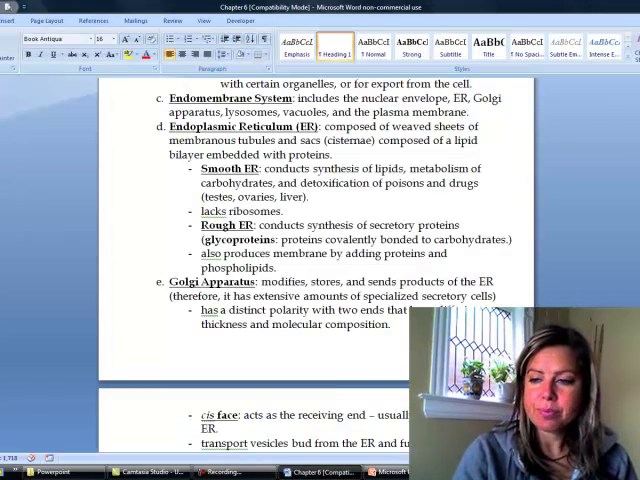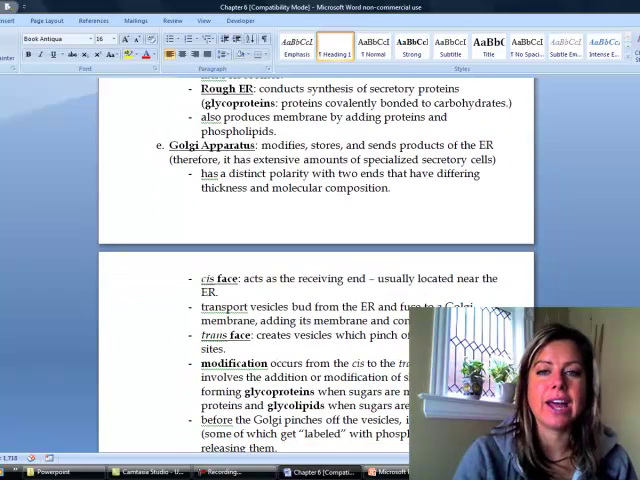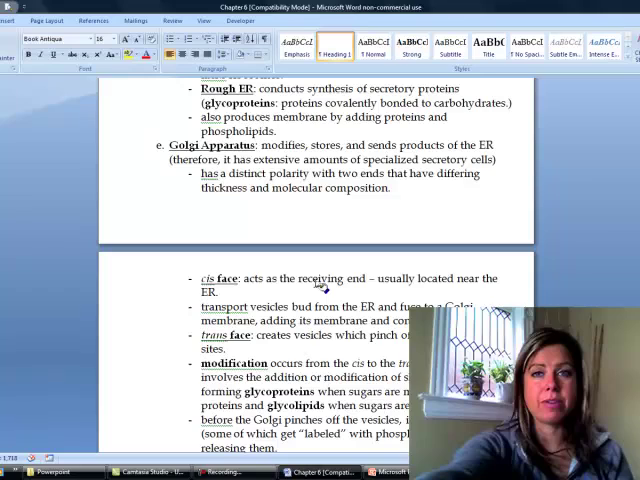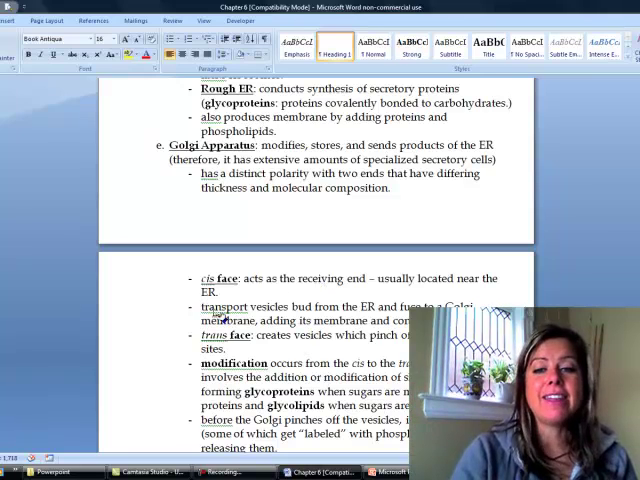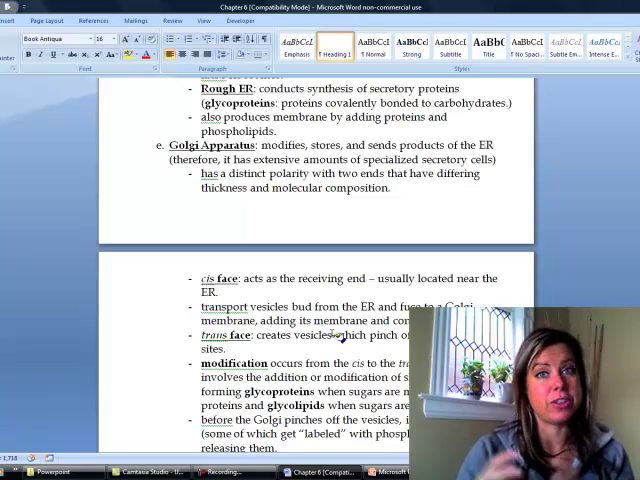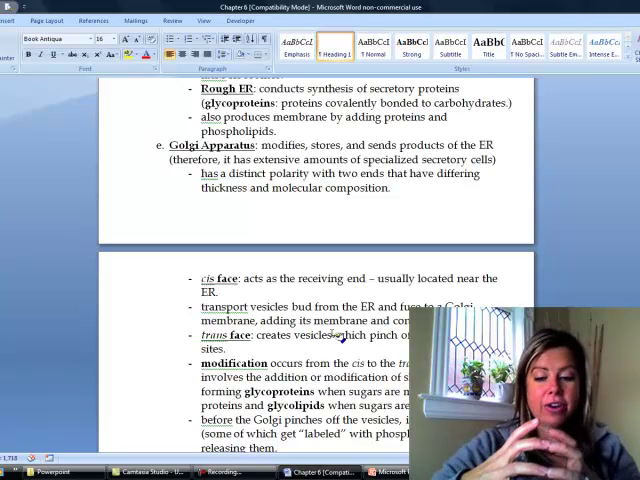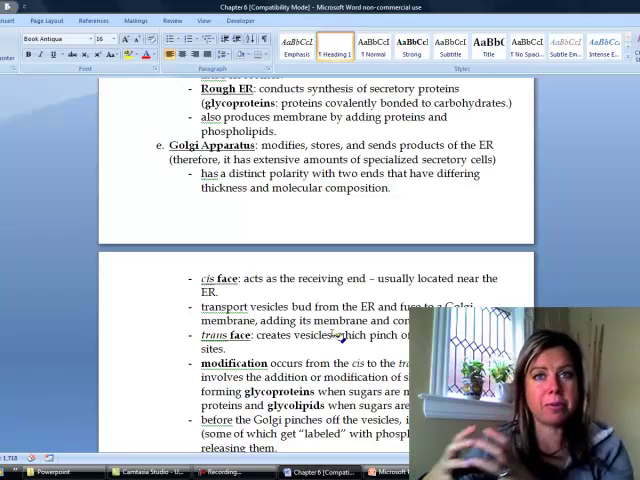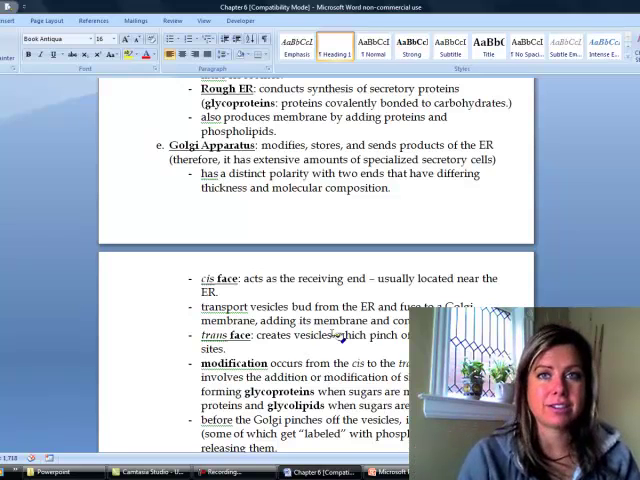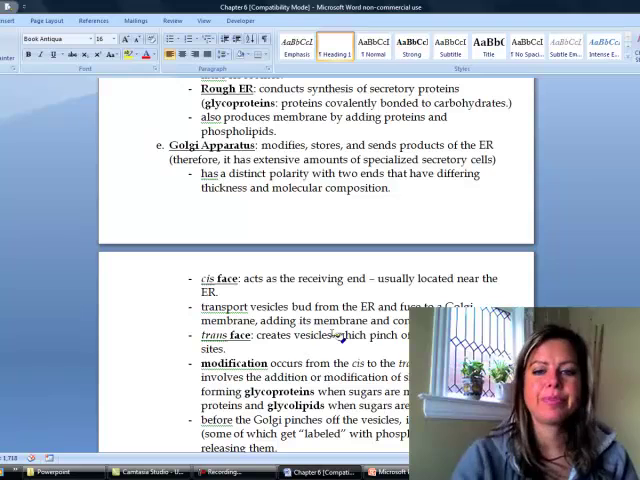So it's going to have two ends. It's going to have what's called the cis face. That's going to be the receiving end. So that's where the polypeptide is coming in. And then it's going to have what's called the trans face, which is going to create little vesicles, which you could think of like the little FedEx trucks. And they're going to carry that in like a little bubble over to where it needs to go next. And usually that's going to be leaving the cell.